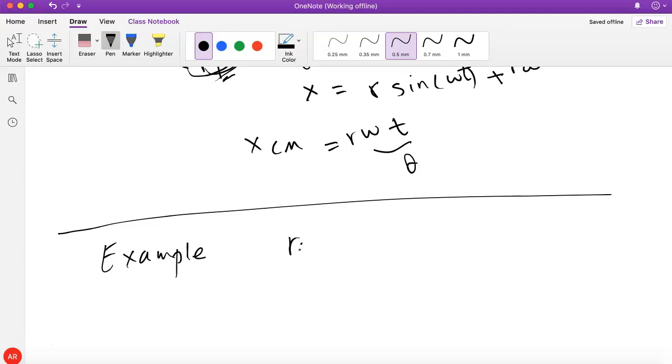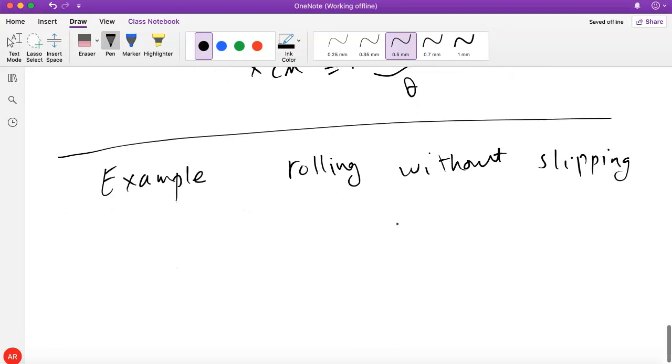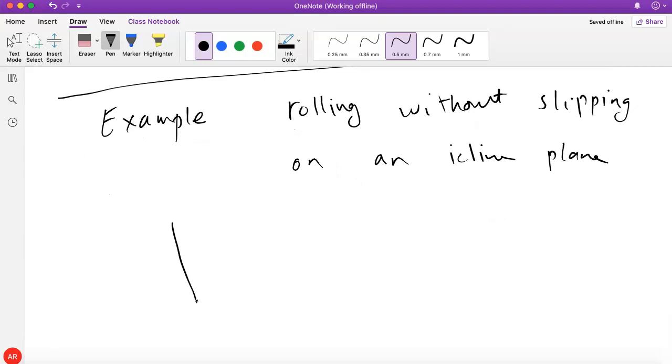So we want to study rolling without slipping on an inclined plane. And this is similar to what you have on the homework. So you have some problems related to this. One of them, I think, is called an unfair race or something like that.